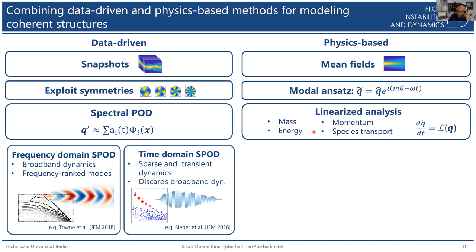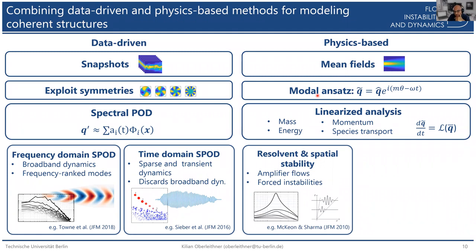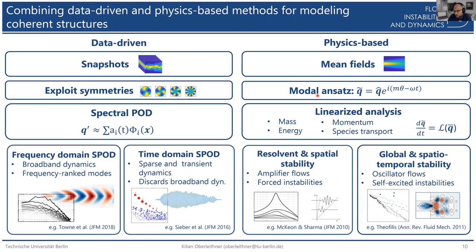Then, if you have your linearized operator, you can do different types of analysis. You can do a global resolvent analysis, or a local spatial stability analysis, which is most suitable for amplifier flows and flows that are forced, either stochastically forced or harmonically forced. And then you can do, of course, a global eigenmode analysis, or a local spatio-temporal stability analysis, to work out the global modes, which is most suitable for oscillator flows and self-excited instabilities.